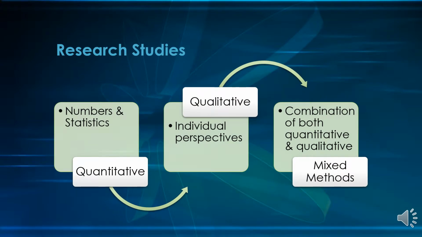There are 3 types of research studies that are generally delineated by the reason the research is being conducted. Quantitative is the study of numbers and statistics. Qualitative deals with individual perspectives. Mixed method is a combination of both quantitative and qualitative.